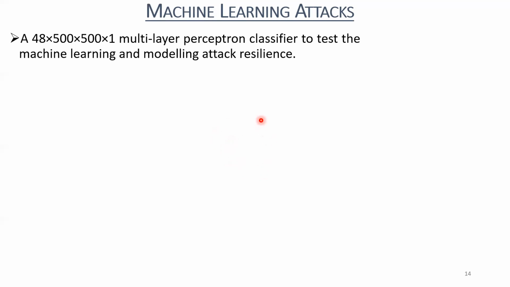So what I did, for applying this machine learning modeling attack, was start thinking like an attacker. I started thinking that I am the adversary who is going to attack my PUF. Then I generated a 48 cross 500 cross 500 cross 1 multi-layer perceptron to test my PUF design against machine learning modeling attacks.